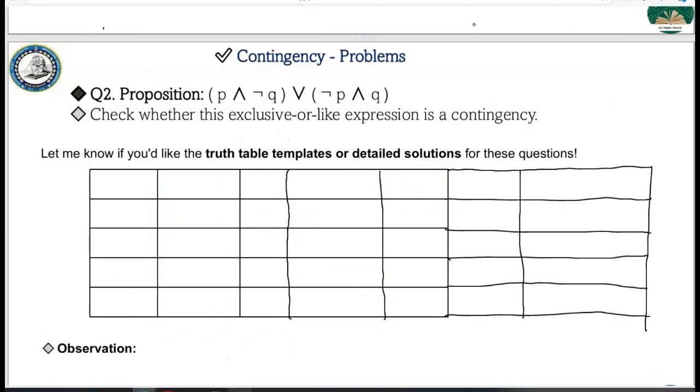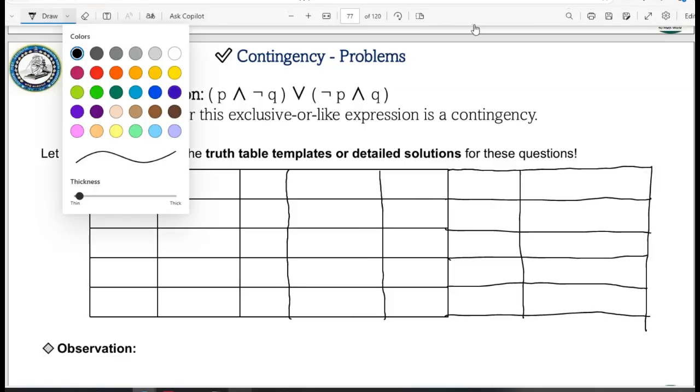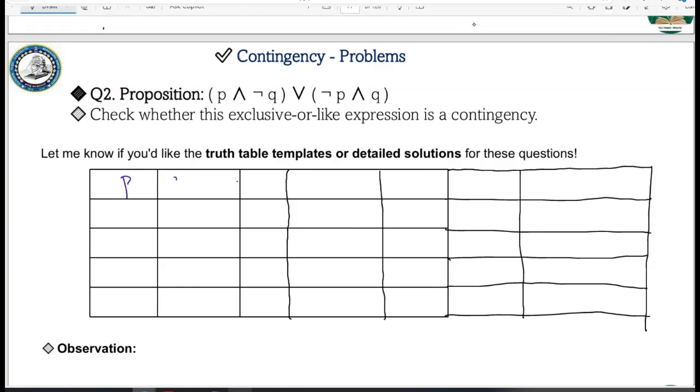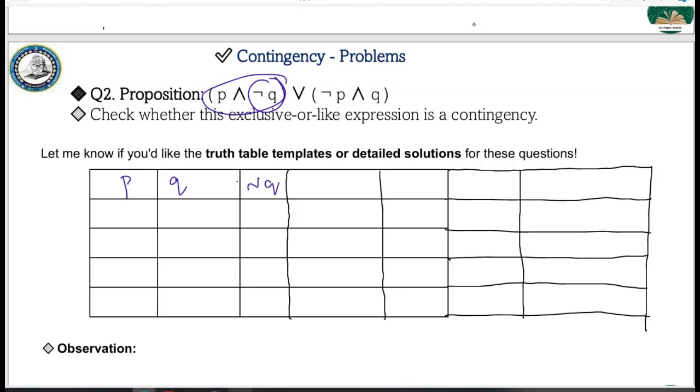Now we have propositions. Check whether this expression is a contingency. Let us check what the condition is here. They have given P and Q. Then the first bracket is P and negation Q, and the second bracket is negation P and Q. We'll call the first one 1 and the second one 2, and then we have 1 or 2.